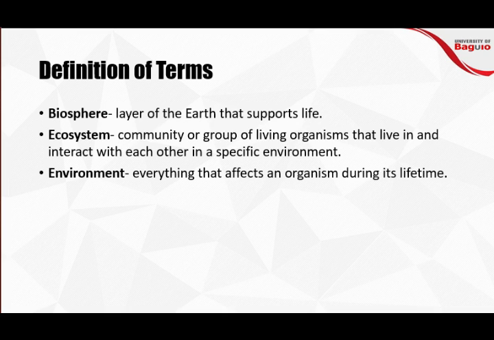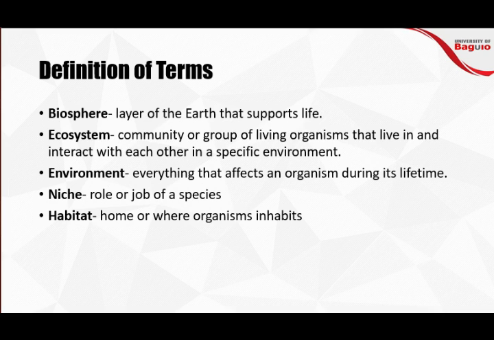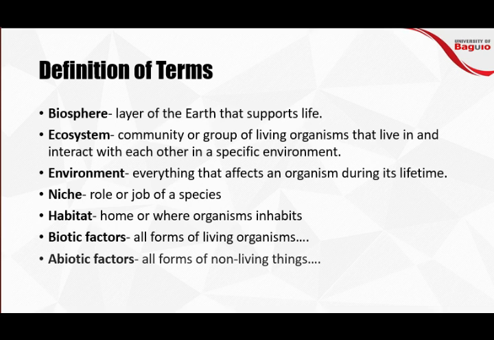Environment is defined as everything that affects an organism during its lifetime. We also have niche, the role or job of a species. We also have habitat, which is the home where organisms inhabit. And we have biotic factors, as well as abiotic factors. As I introduced in the previous chapter, biotic factors are all forms of living organisms, and abiotic factors are the opposite, meaning all forms of non-living things that affect our ecosystem.